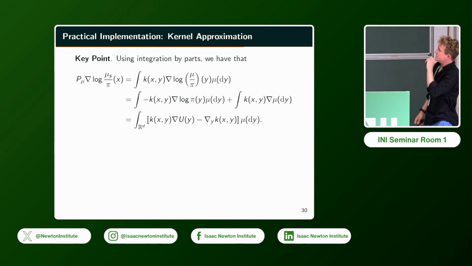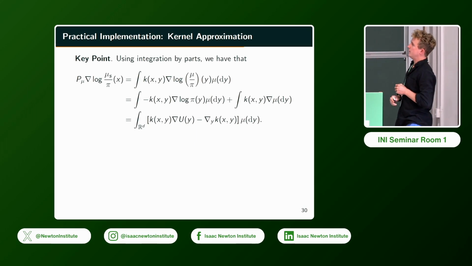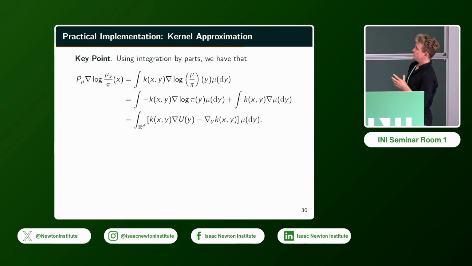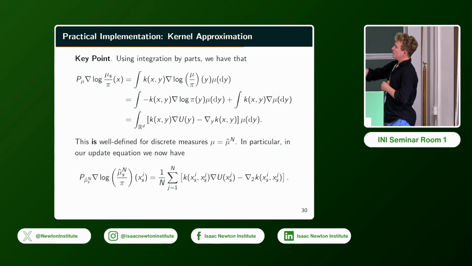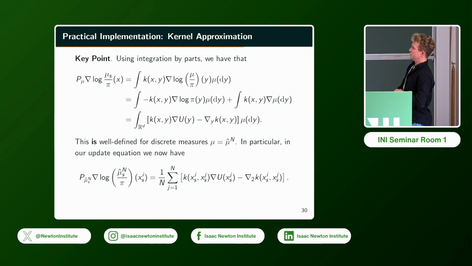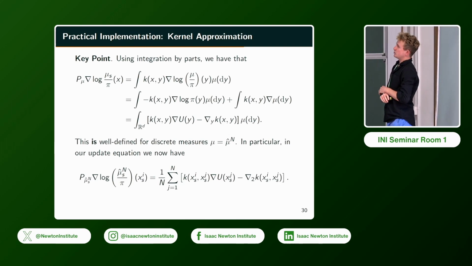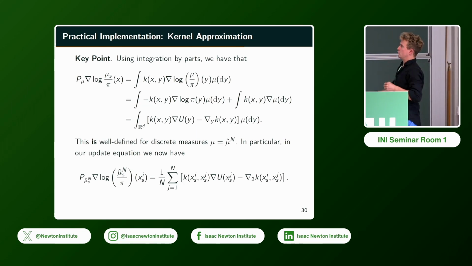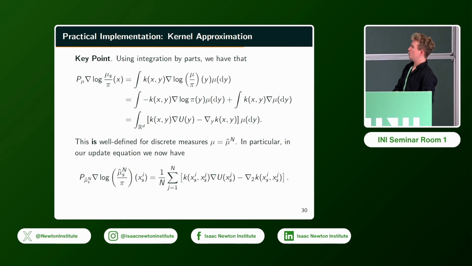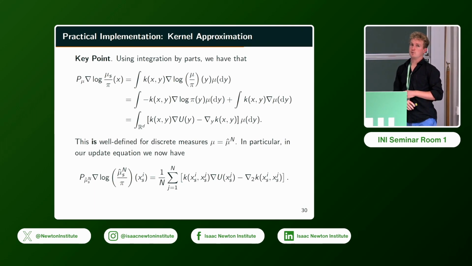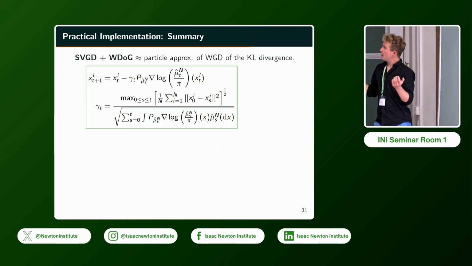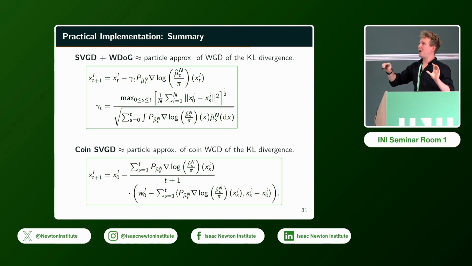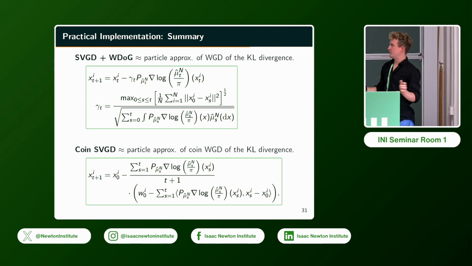Okay, and the key point here is that if we use integration by parts, and we do smooth this Wasserstein gradient using this kernel, we can use the standard trick, and you end up with this expression here, which is now just an expectation with respect to mu. So in particular, if we're using this empirical measure, this thing just reduces to a sum over the particles. Okay, so now we have essentially these two update equations, which might look a little bit horrible, but they are actually easily implementable.